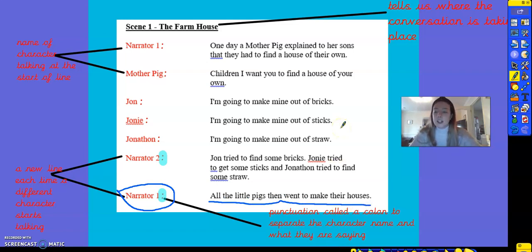So these are the different features that we're going to be looking for in your play script writing today. So we'd like the scene. You're telling us where the conversation's taking place, which we know it's taking place on the moon. We've got the name of the different characters. So today we're going to be thinking of 3 characters. We start a new line every time a new character starts to talk. And we need to remember that colon after each character's name.